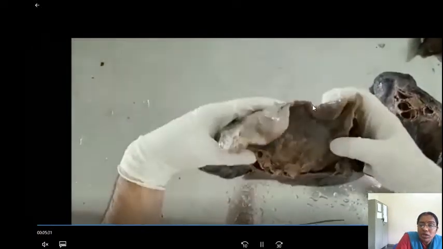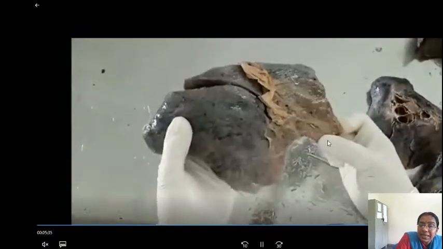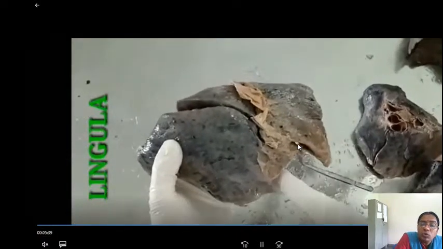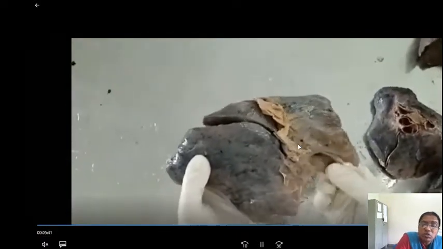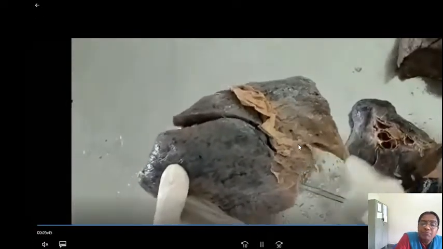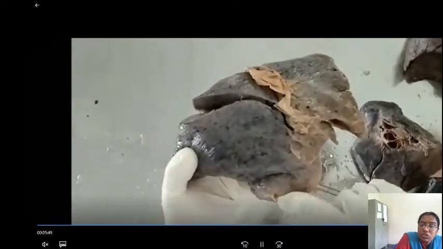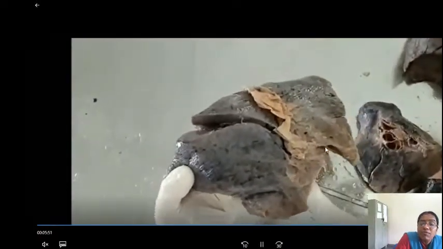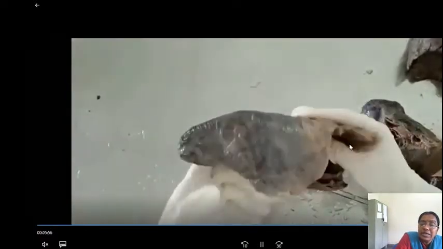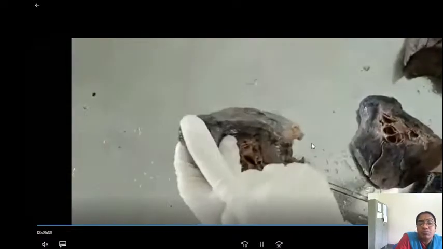After the cardiac notch, you can see the left anterior border extending downward as a tongue-like extension. This tongue-like extension is called the lingula. Based on this feature also, you can identify whether it is the right or the left lung. So remember, on the anterior border of the left lung, there is a notch called the cardiac notch, followed by a tongue-like elevation called the lingula.